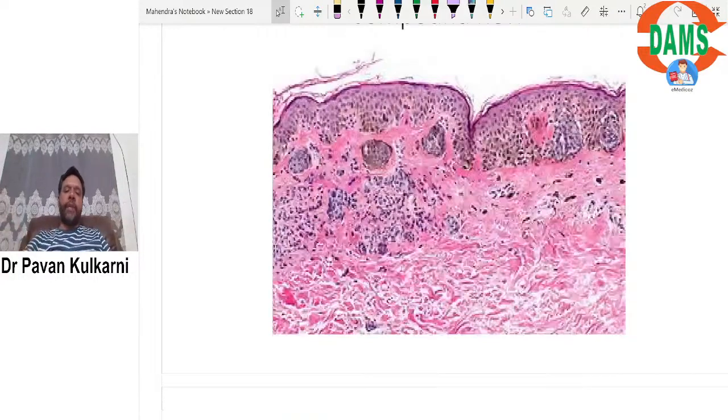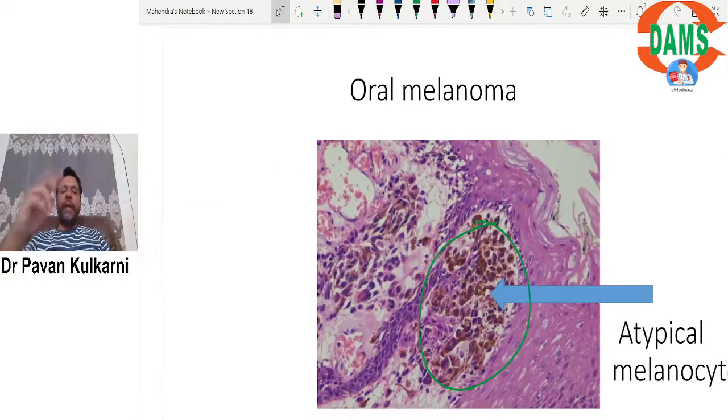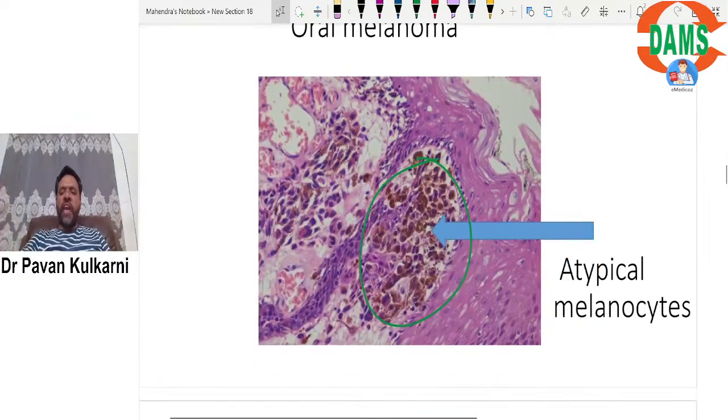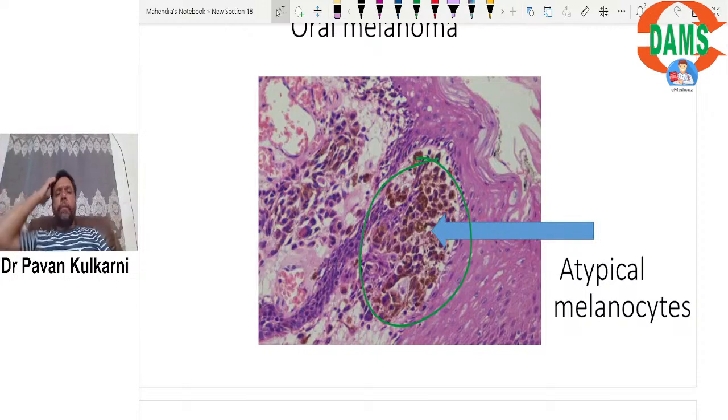Whereas look at this image. Next I will show you. This is a melanoma. How are these cells? These are very atypical melanoma cells. They are very dark, very hyperchromatic cells. They have different shapes. They also have melanin. Nevus cells also have melanin. But remember the difference: atypical features are seen in melanoma, whereas they are absent in case of the nevi.